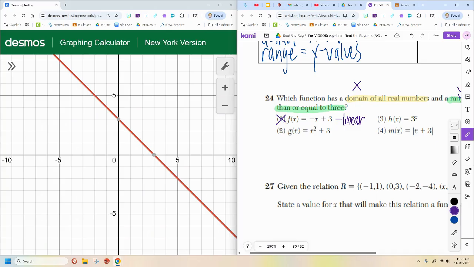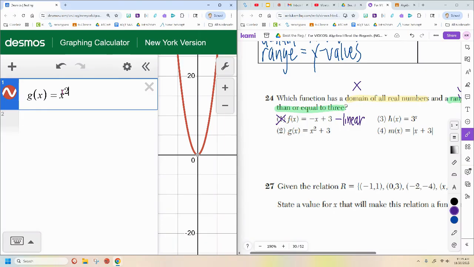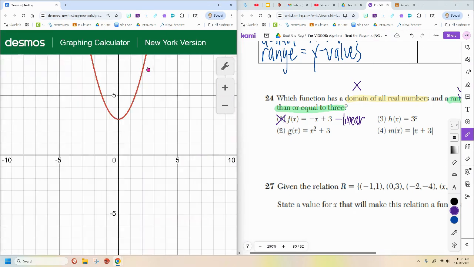All right, let's go back and put in a different function. So I don't need this function anymore. I'm just going to edit it. So g of x equals x squared plus 3. All right, so let's go back here.